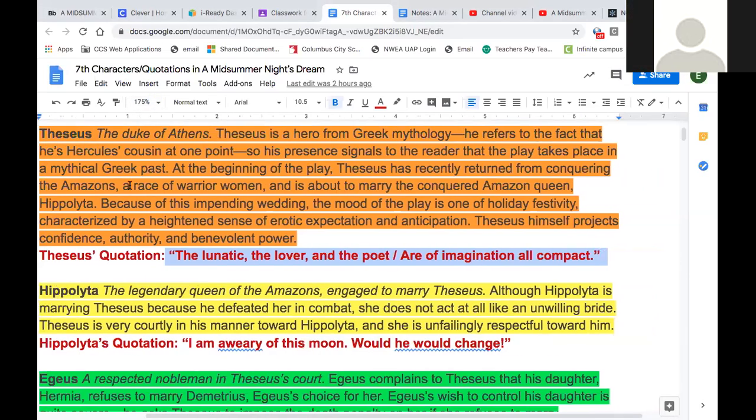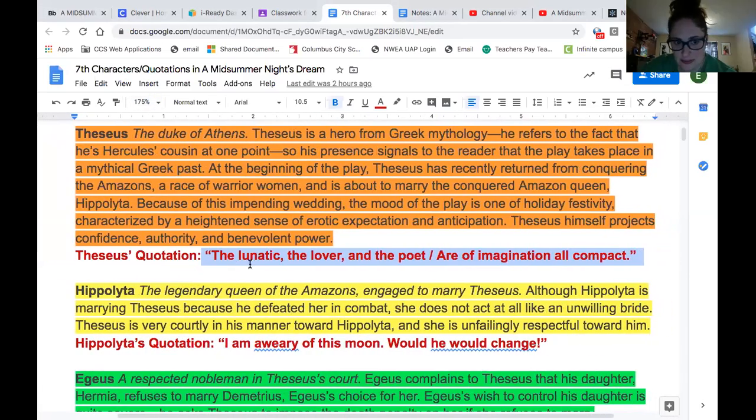Do you guys know what a lunatic is? Somebody that's like a crazy person. A crazy person. So Theseus is saying a crazy person, a person in love, and a poet are all of the same mind. Like they're the same in the way their minds work. So basically they're all mad. They're all crazy.